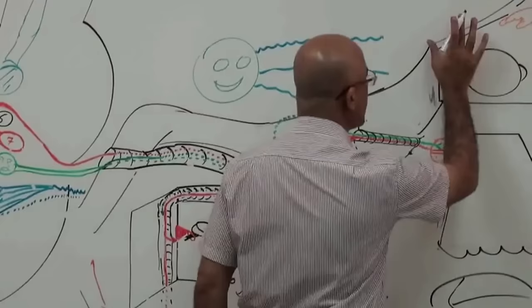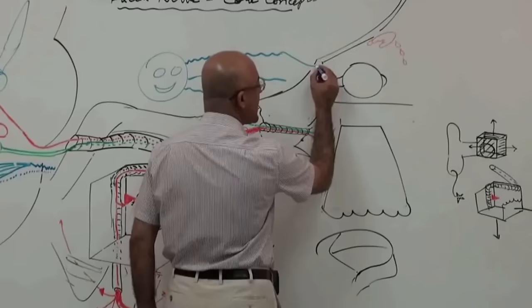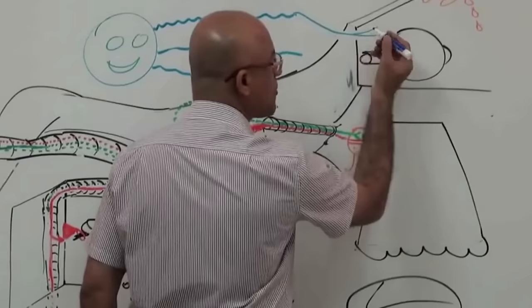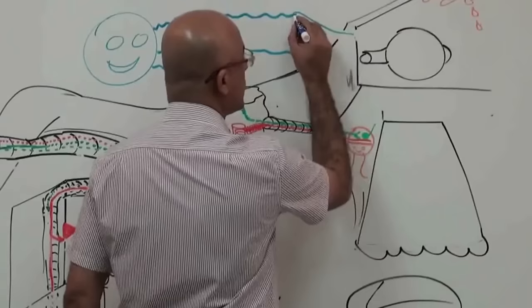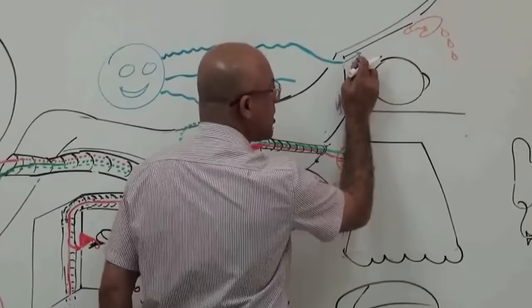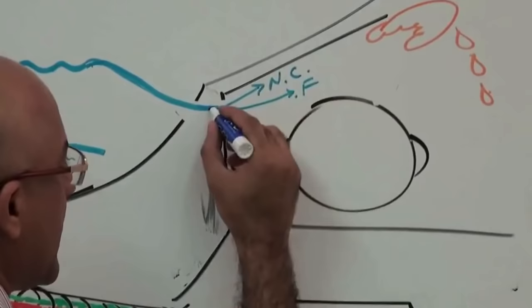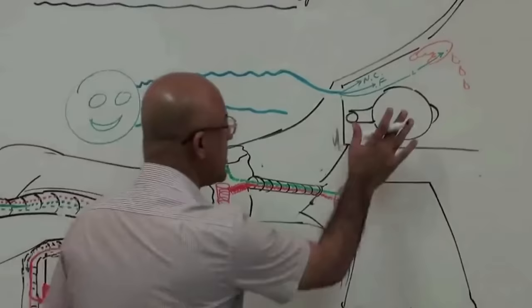You must be knowing the ophthalmic division fibers enter through the superior orbital fissure and they divide into the nasociliary branch and they also divide into the frontal branch, they also divide into, okay. What is this nerve? The ophthalmic division divides into three branches. One is nasociliary, other is frontal, and another is lacrimal. And this lacrimal branch comes here, right? To the lacrimal gland. Okay, I remove this. You know that it's there.